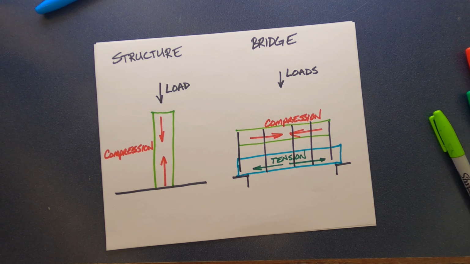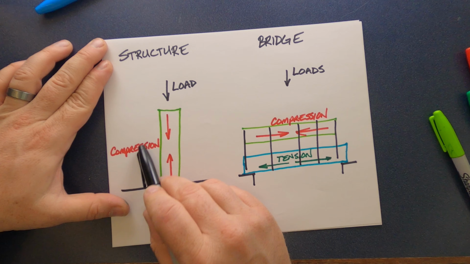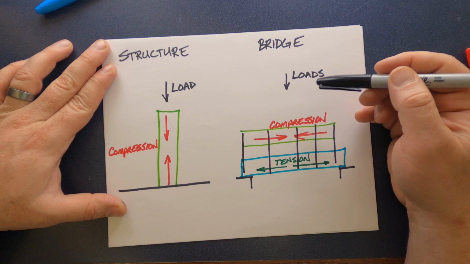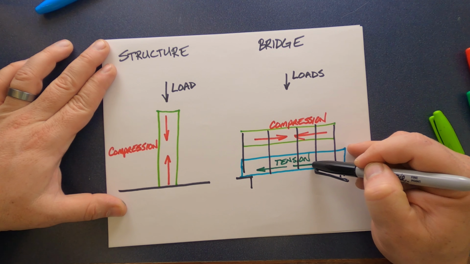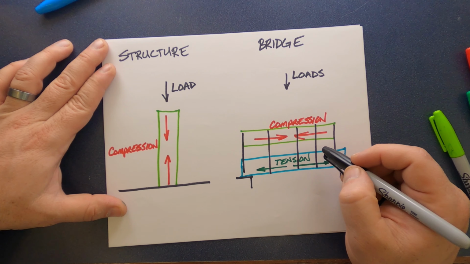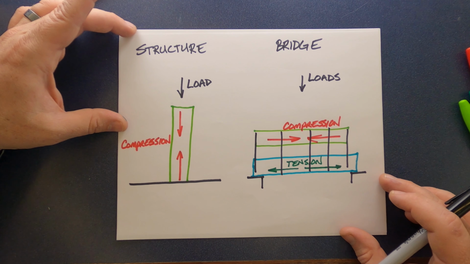And so the difference between a structure and a bridge is that a structure normally only undergoes compression, where a bridge has to undergo both compression and tension, and we need to lock this together into one single structure. So that's the difference between a normal structure and a bridge.